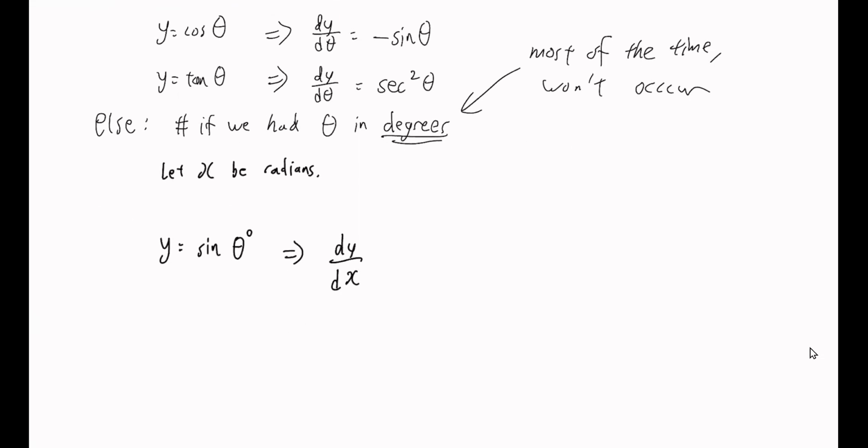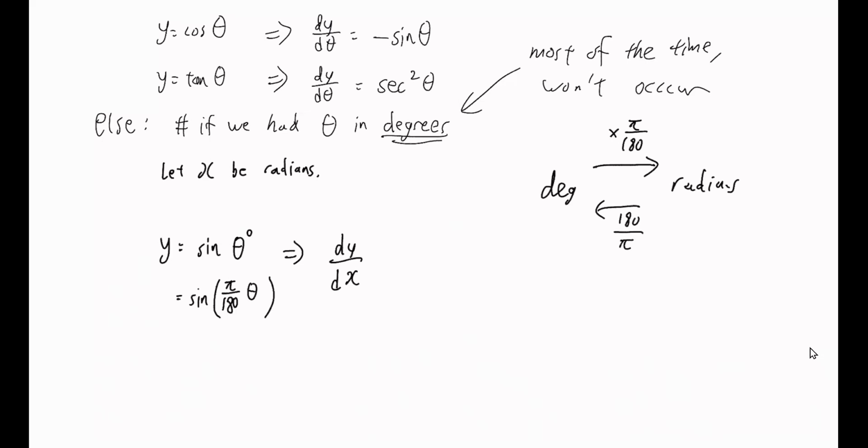Now let's take a look. What is sine theta degrees in radians? Isn't it just, if you want to convert from degrees into radians, just times pi over 180? Makes sense? The conversion rate, right? Yeah. Degrees to radians, this one is times pi over 180. The other one is 180 over pi. Okay.